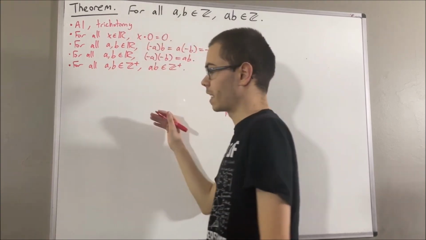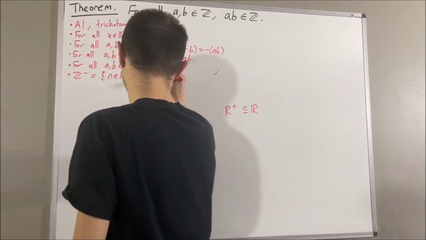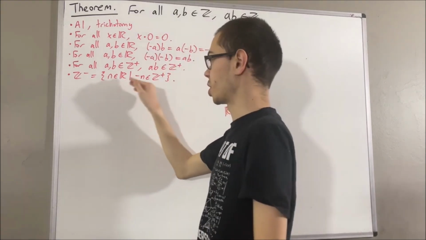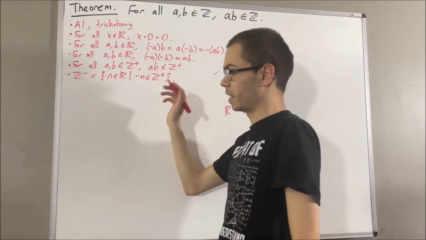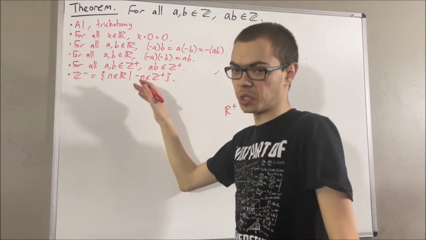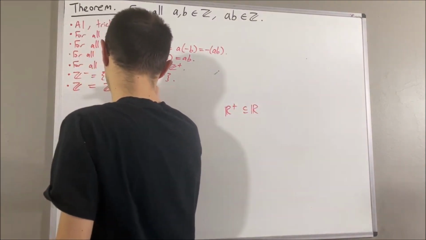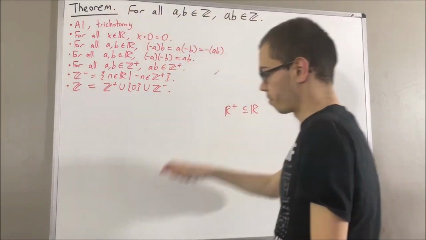Also, we have defined the negative integers as follows. We define the negative integers as the set of all real numbers n, such that negative n is a positive integer. And also, we defined the integers as the union of the positive integers, 0 and the negative integers. Okay, so now let's get into proving this theorem.